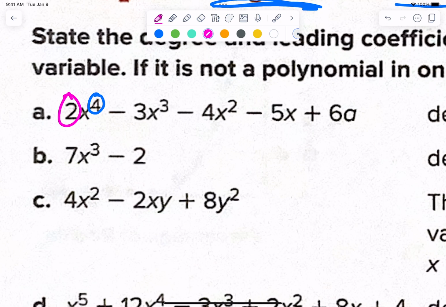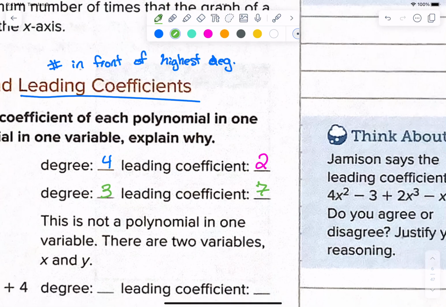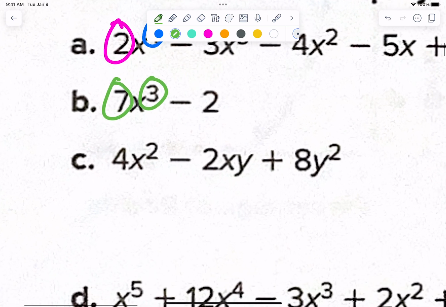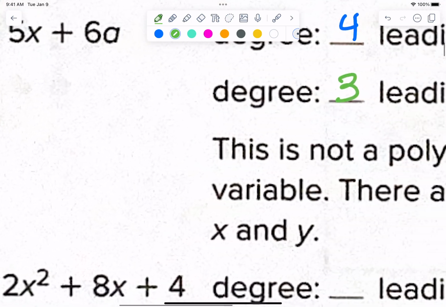All right, B, what's your degree? 3. What's your leading coefficient? 7. What's the leading coefficient? The leading coefficient is the number in front of the x that has the highest power. All right, what about C? This is to the second power. This is technically a second degree because I have an x and a y. This one is a second degree as well. So it's the 8 because it's the biggest number.